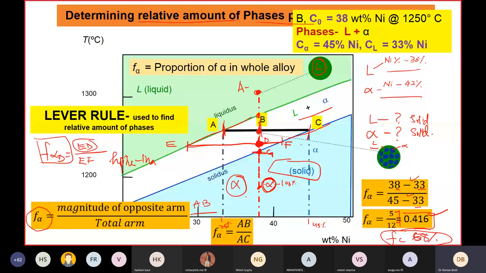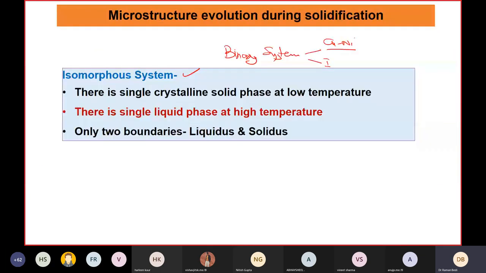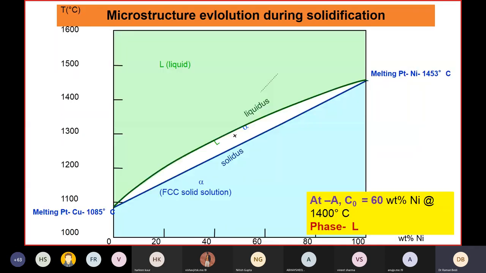Similarly, at high temperature, there is only a single liquid phase, and there are only two boundaries. Keep it in mind, there are only two boundaries, the liquidus and the solidus. Whereas for your iron carbon system, that may not be true. We will see today what the difference is. Let us see first with the help of another diagram before moving on to the Fe-C diagram.